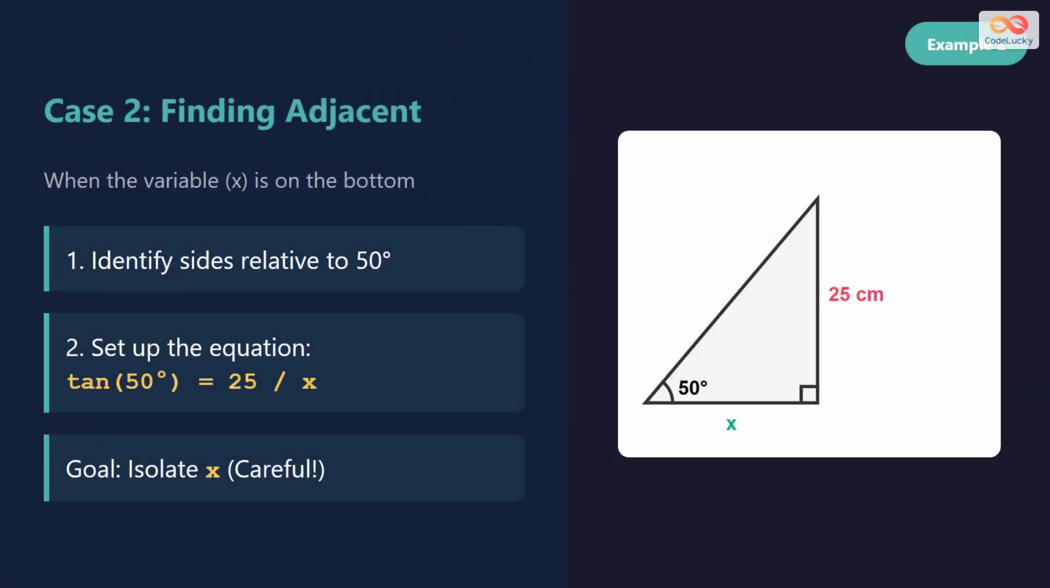Now for the second scenario. This time, we know the angle is 50 degrees and the opposite side is 25 centimeters, but the unknown variable x is the adjacent side on the bottom of the fraction. Our equation is tangent of 50 degrees equals 25 divided by x.